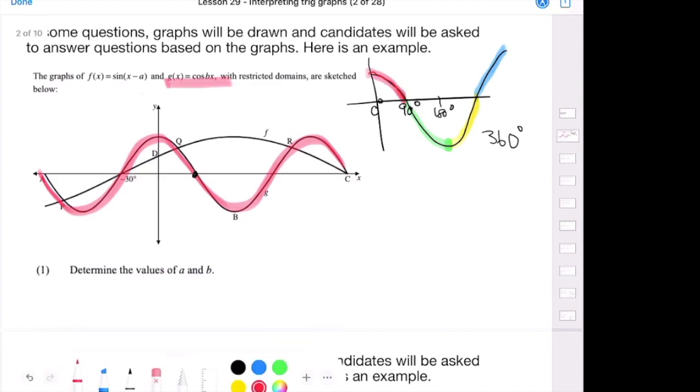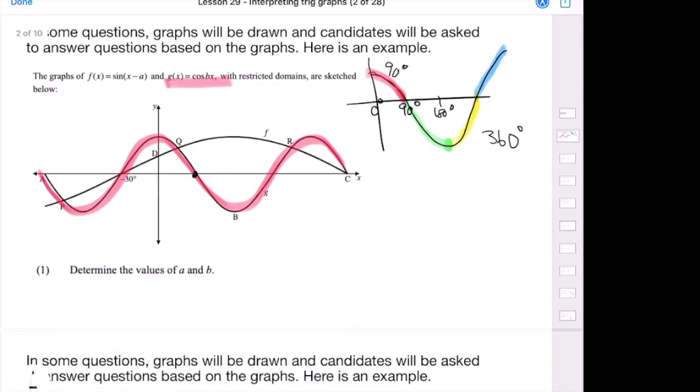But now if you divide it into quarters, you know that a shape like this will give you 90 degrees here. That part is another 90 degrees. The other part is 90 degrees. And the other one there is 90 degrees. And that makes the 360 degrees. So the period of cosine x is 360 degrees. Now let's look at the given graph here and try and work out the period.